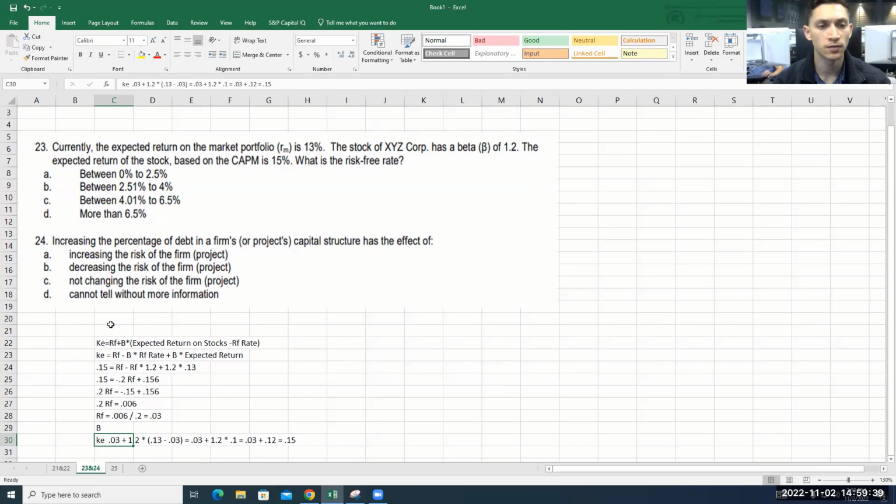24, increasing the percentage of debt in a firm's capital structure has the effect of increasing the risk of the firm, decreasing the risk of the firm, not changing the risk of the firm, or cannot tell without more information. So we're going to be increasing the percentage of debt here. Obviously that's going to have a direct effect on the risk of the firm. If we're getting more debt, it's going to be a riskier investment in general. We could take a loss, we could go bankrupt. There's lots of variables that tie into debt. So that is going to increase the risk of the firm. That's going to be number A.